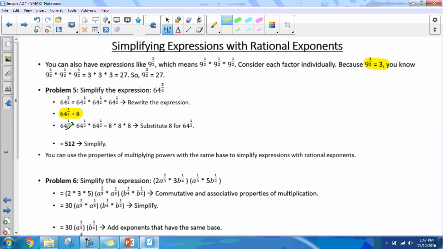And now I substitute 8 for each of these 64 to the 1/2 powers, and I get 8 times 8 times 8, and I get 512. You can use the properties of multiplying powers with the same base to simplify expressions with rational exponents.